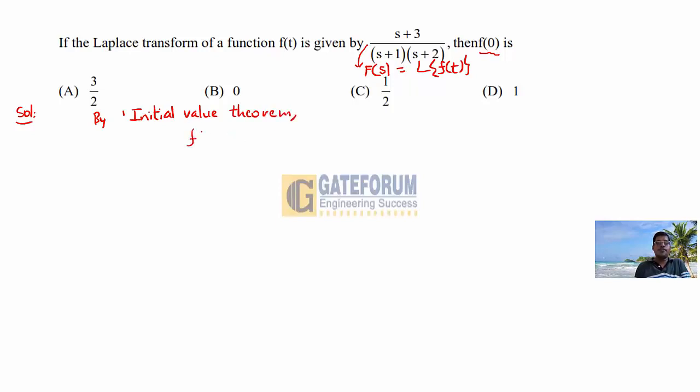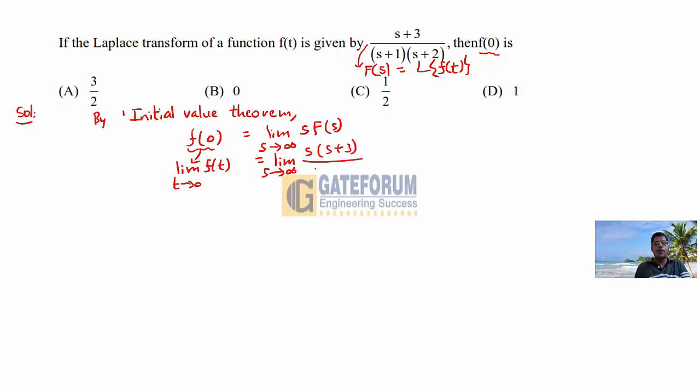f of 0 is equal to the limit as s tends to infinity of s times capital F of s. This f of 0 can be given in limit form as the limit as t tends to 0 of f of t. So this is equal to the limit as s tends to infinity of s times (s plus 3) upon (s plus 1) into (s plus 2). So usually limit s tends to infinity problems convert into reciprocal terms.